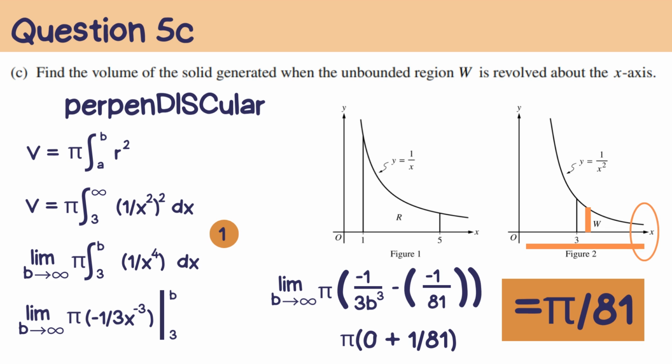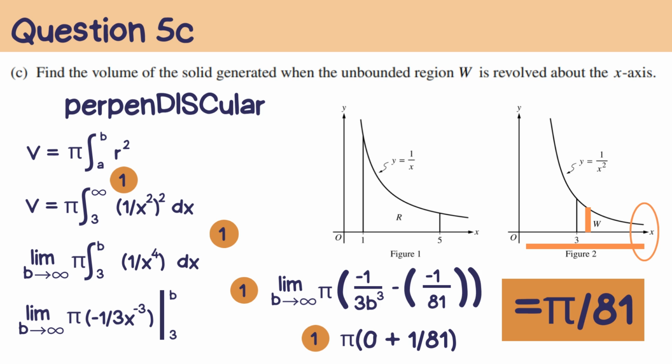Now, for the points, it'll be a point for the setup, a point for noticing that it is an improper integral, so placing that top bound as infinity. Another point for putting in the b and the 3 into the equation, and another point for the final answer. Okay, and we're done with FRQ number 5.